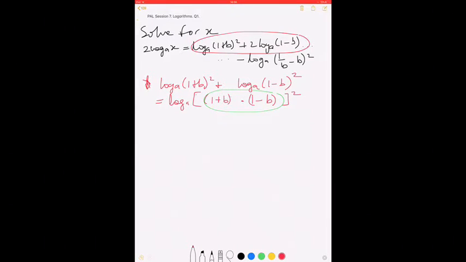Okay, let me do that here. If I do it, 1 times 1 is 1, and then b times 1 is plus b, and I've got b. What am I doing here? Rub that out.